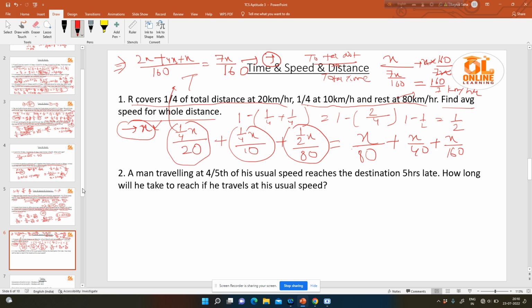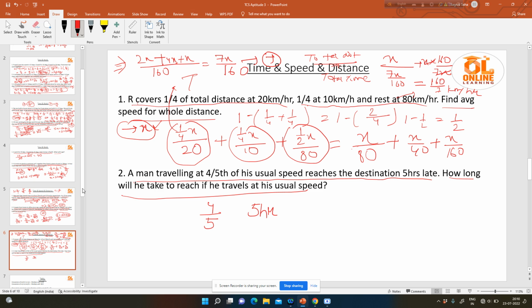Hope you have understood. Now, a man traveling at 4/5 of his usual speed reaches the destination 5 hours late. How long will it take to reach if he travels at his usual speed? So, to find this, we have a trick. Write 4 by 5 here, and reaches his destination 5 hours late.